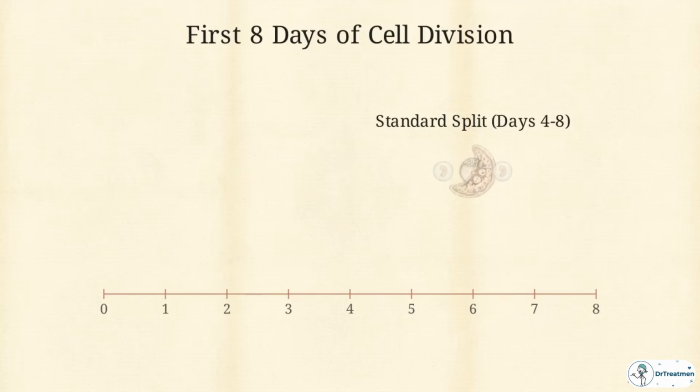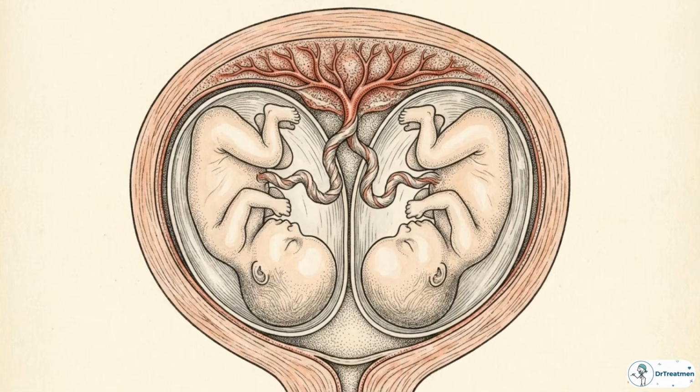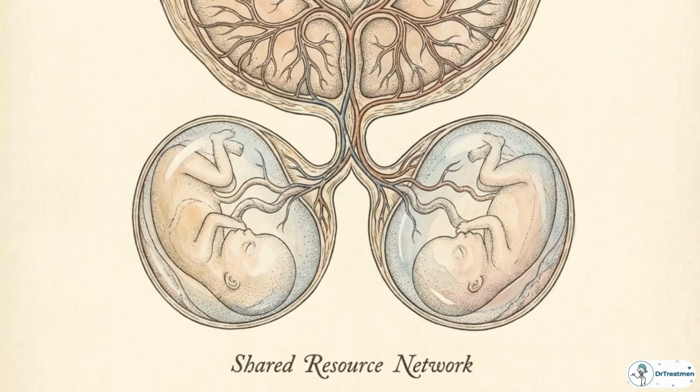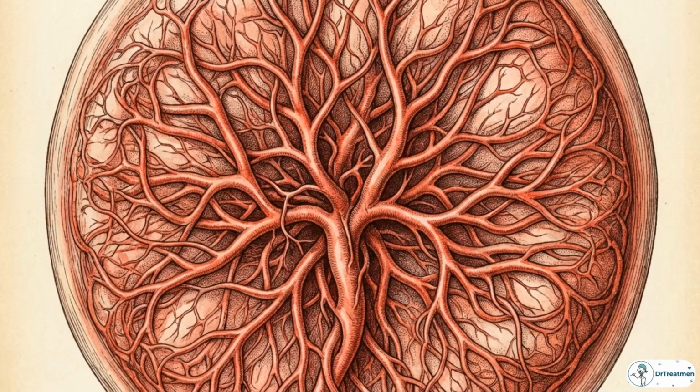But because that outer layer has already solidified, both twins are trapped inside a single shared placenta. They each build their own fluid pockets, or amniotic sacs, but they are permanently fused to the same nutrient source. This is the monochorionic diamniotic, or MCDA setup. Sharing a blood supply introduces immediate risk.